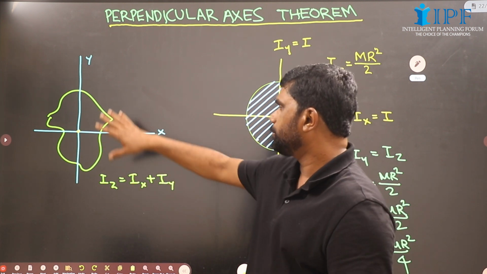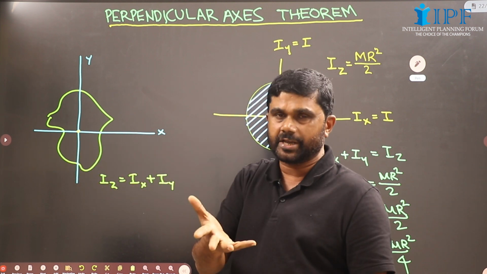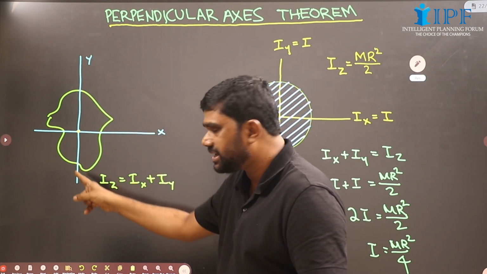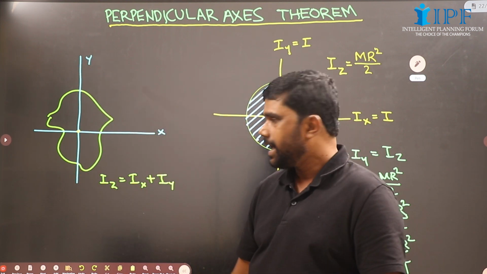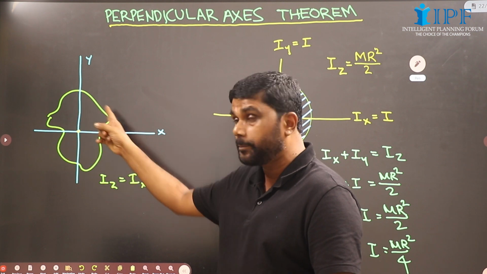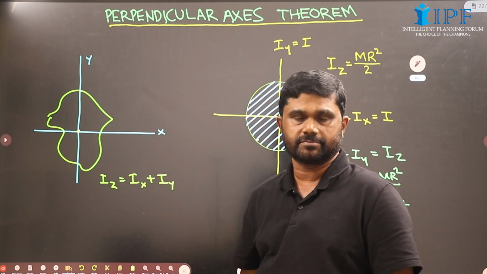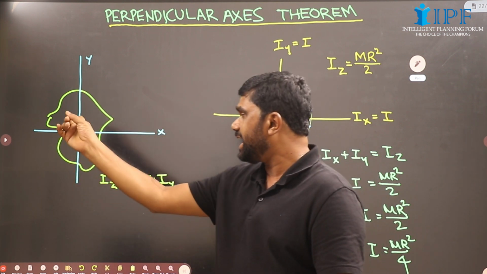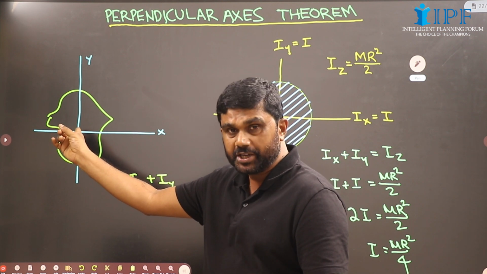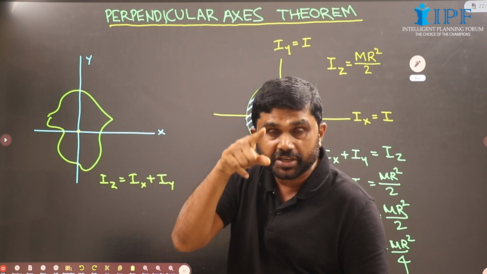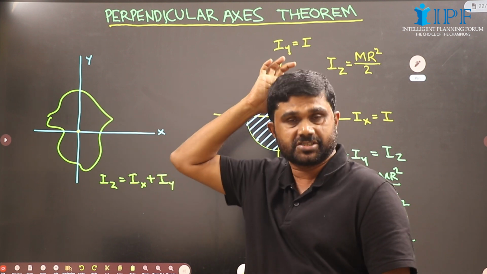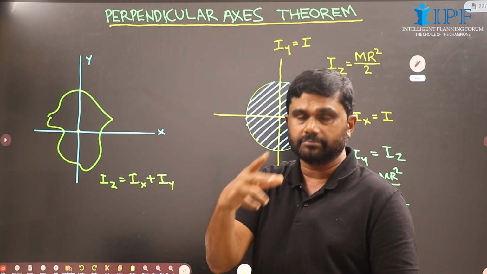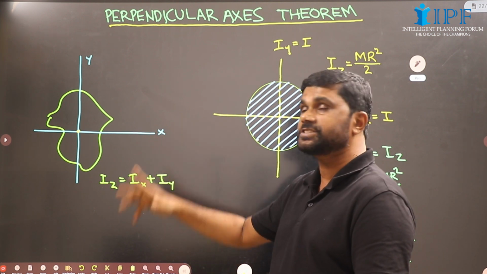Suppose this is a plane body of arbitrary shape. This is the x-axis, it is in the plane of the body, and this is the y-axis, it is also in the plane of the body. This is the point where these two perpendicular axes intersect. Both the axes are in the plane of the body. Now the z-axis is normal to the plane of the body and passes through the point of intersection of these two perpendicular axes. Then the perpendicular axis theorem gives Iz equals Ix plus Iy.